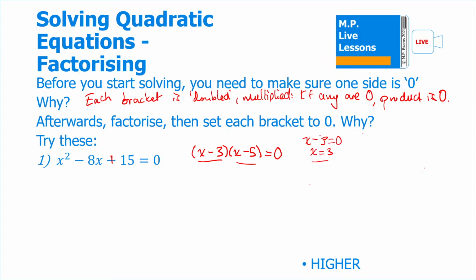x is 3, that's one of your solutions. Then x -5 equals 0. x is 5, so that's the other solution. And you often have to write 'or' and 'and'. And this other one we'll try as well.